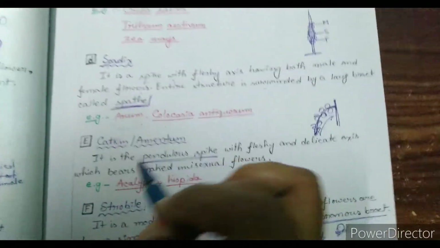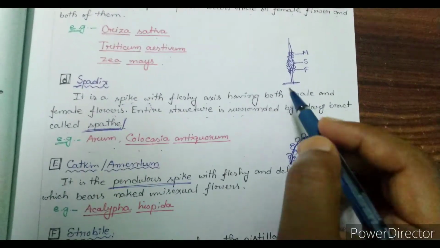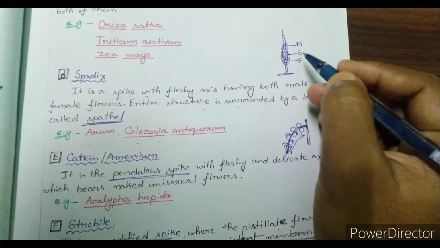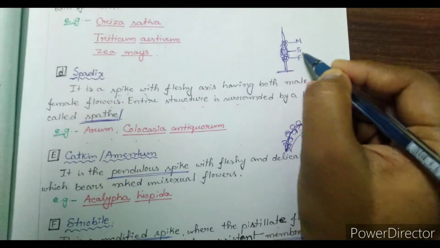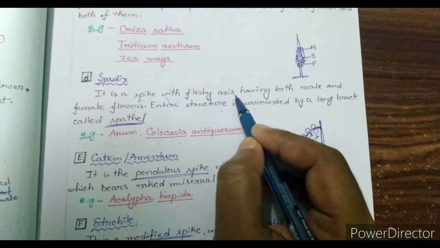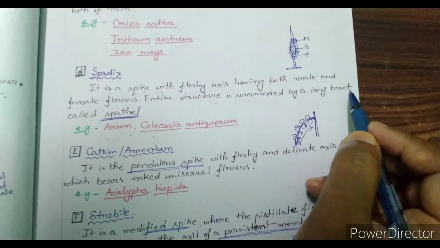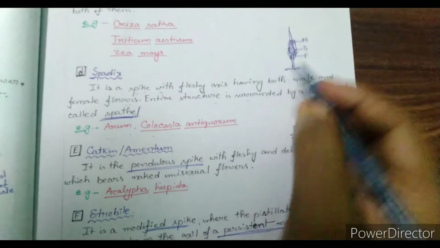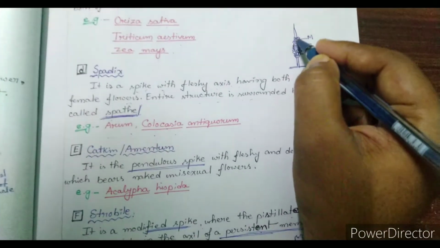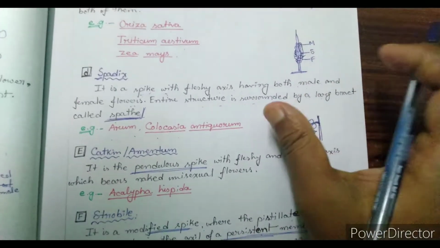Okay, so I hope you look at this type of image. I just want to show how the floral arrangement looks: this is male, this is sterile flower, and this is female flower. Okay, it is a spike with a fleshy axis having both male and female flowers. The structure is surrounded by a large bract called spathe. This is the arrangement of sessile flowers, covered by a large bract.